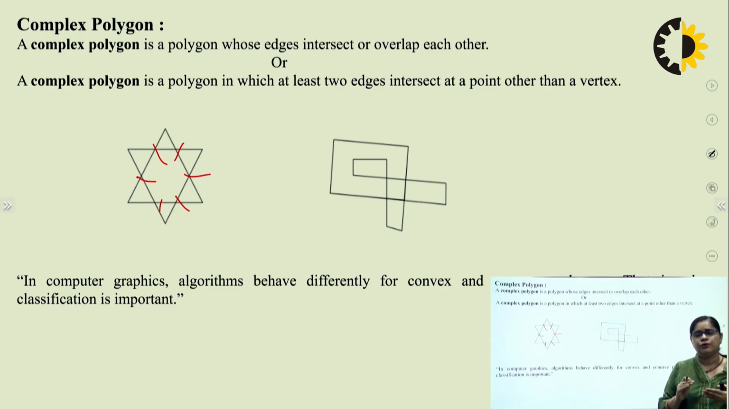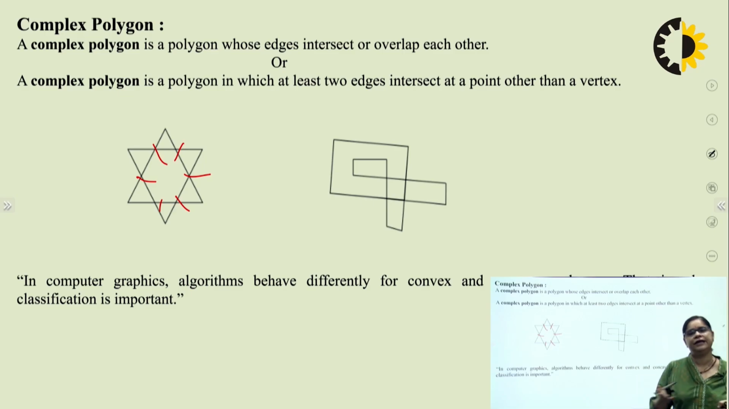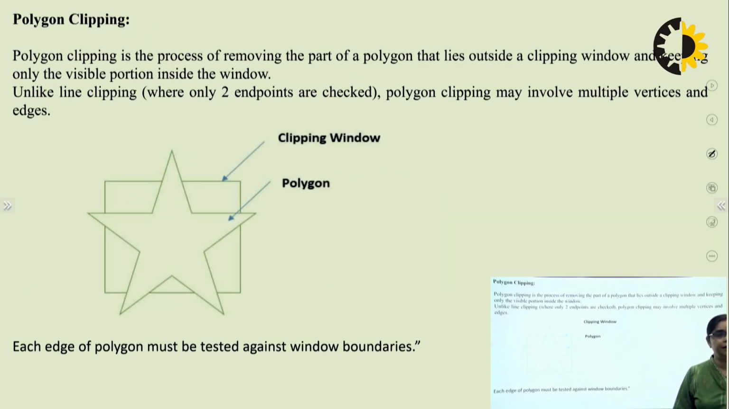vertices. So you have to keep in mind that in computer graphics, an algorithm will behave differently for the convex and the concave. That is why the classification is very, very important. That's why when we are discussing shapes, we are making it clear what you mean by concave, convex or complex, because the algorithm will act differently on different shapes, right? So now let us discuss polygon clipping.